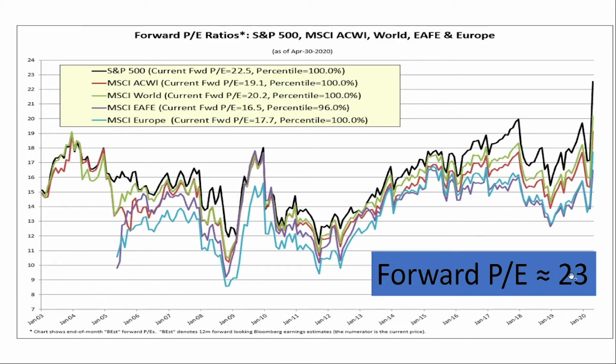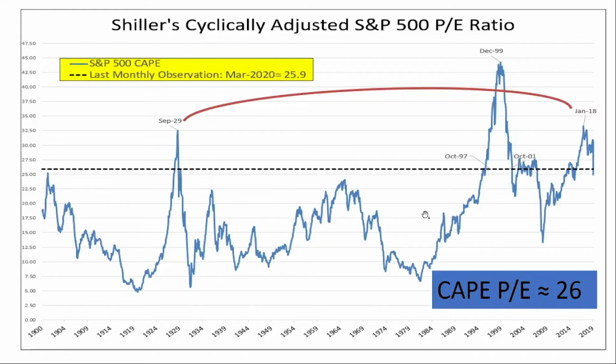So let's pull things together. Again, on a trailing basis, we were at 20, expensive. Forward PE was at 23. Oh shit, expensive. Now let's go to a longer term look. I just had the chart up there. I'll come back to it in a second.